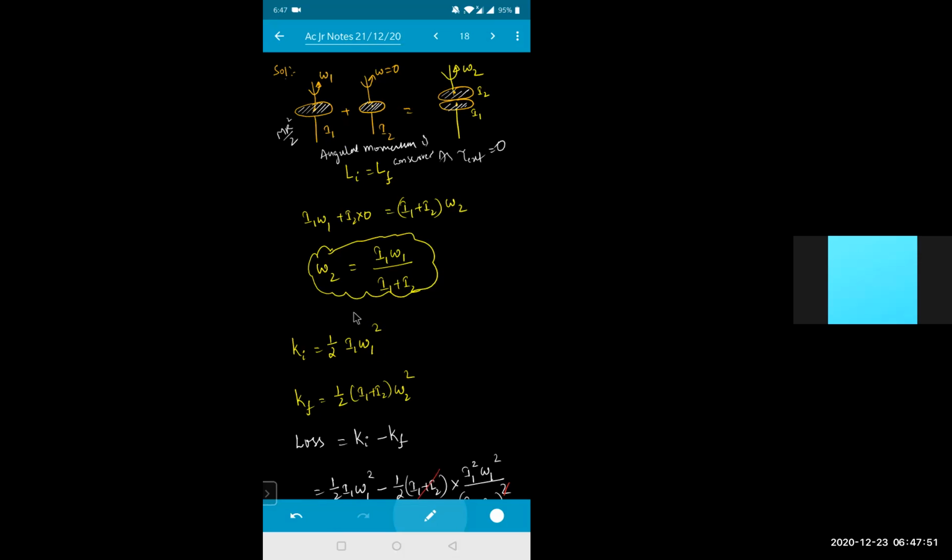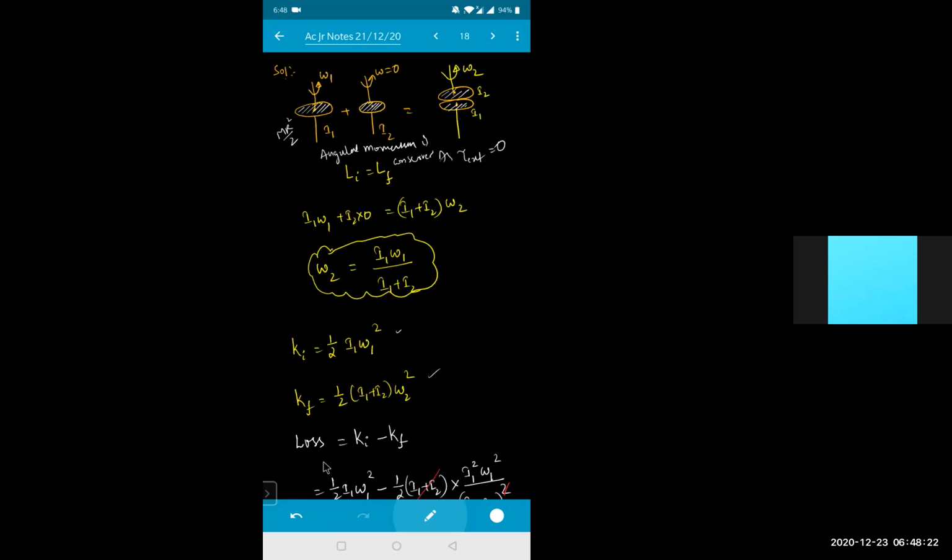Now, what is the initial kinetic energy of this one? For rotational mechanics, we know the rotational kinetic energy formula is half into I into omega square. So it is half into moment of inertia I1 into angular velocity omega 1 square. The kinetic energy of the second disk is 0. The final kinetic energy is this one. K final is equal to half, both of them combined, so I1 plus I2 into omega 2 square. So we got the initial kinetic energy and the final kinetic energy.